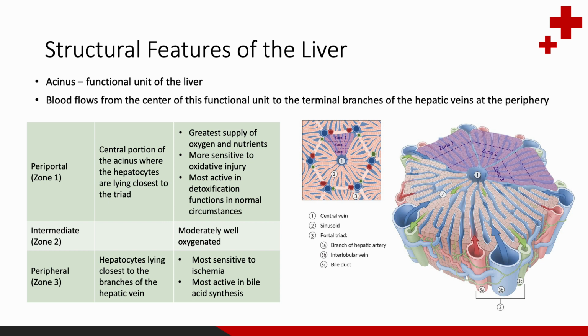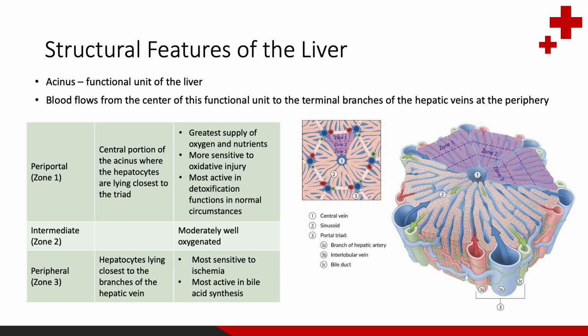Zone 1, or the periportal zone, surrounds the portal tract and is the central portion of the acinus where the hepatocytes are lying closest to the triad. Given that it is in proximity with the hepatic triad, it has the greatest supply of oxygen and nutrients and is the most active in detoxification functions in normal circumstances. However, it is more sensitive to oxidative injury.